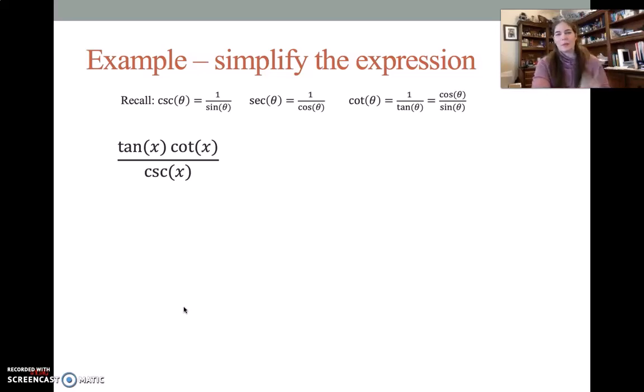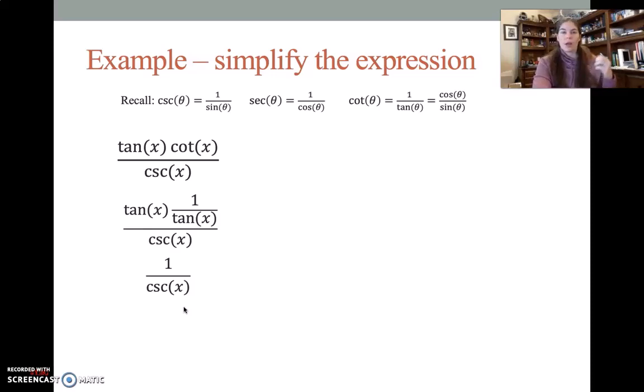With this one, here's kind of what I'm going to do. Cotangent is the same thing as 1 over tangent. Oh, those things are reciprocals. Tangent times 1 over tangent is just 1. Well, 1 over cosecant, that's just the reciprocal of cosecant. See, I'm crazy, guys. So that just gives me the sine of x.